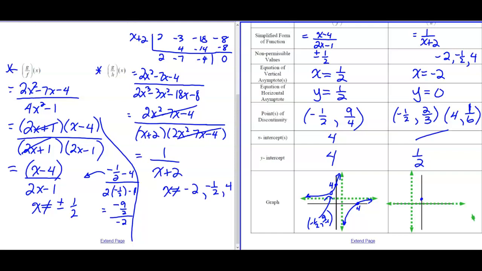Points of discontinuity, so -1/2, 2/3. So it's going to be about there. 4 and 1/6, say about there. It's a little hard when it's so tiny, right? Okay, so it's something like that. It's pretty small if you don't label those points on this stuff.